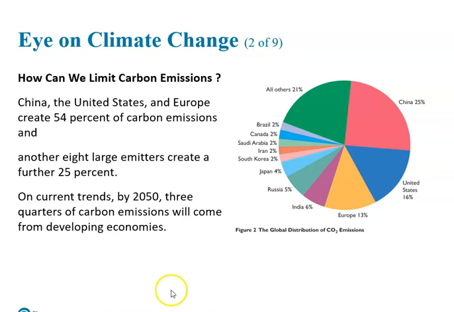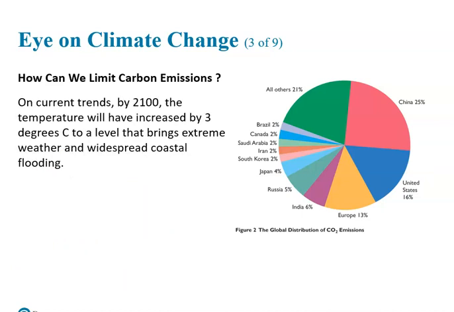China, US, Europe, all of these countries create about 54% of carbon emissions. But according to the current trends, by 2050, 3/4 of carbon emissions will come from developing countries. So by that time, most of the developed countries will be moving more and more towards cleaner sources of production and energy, but on the other hand, developing countries will take up more of the role of carbon emitters.